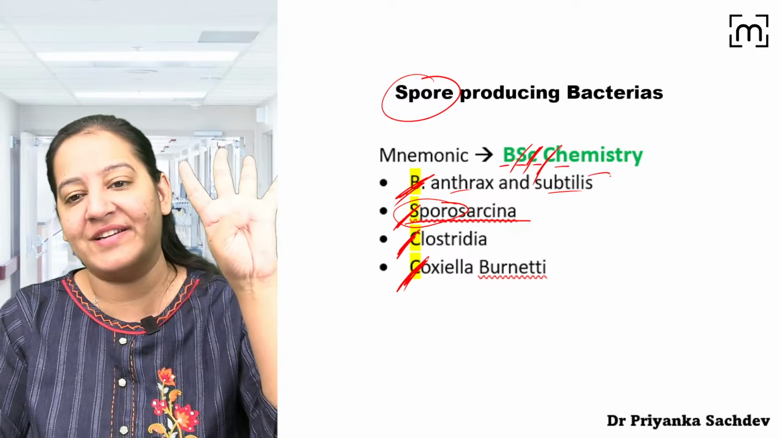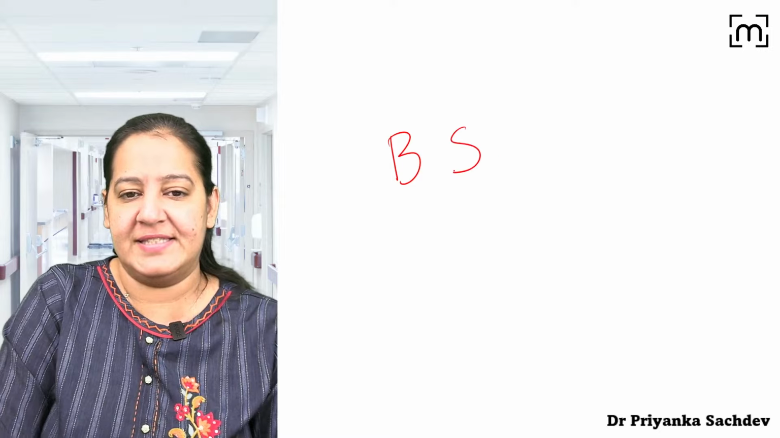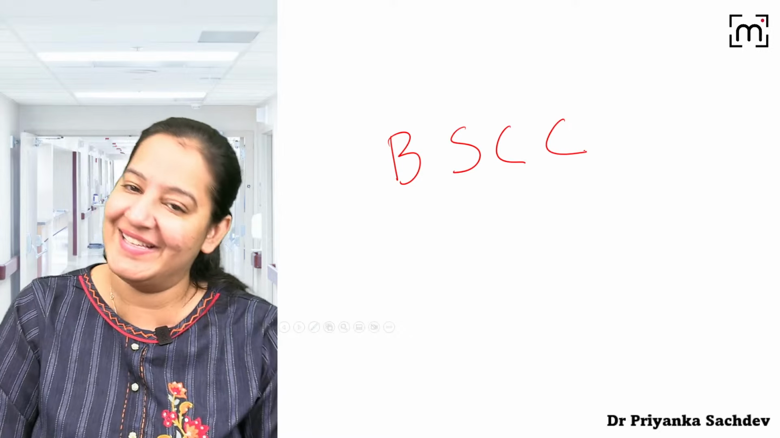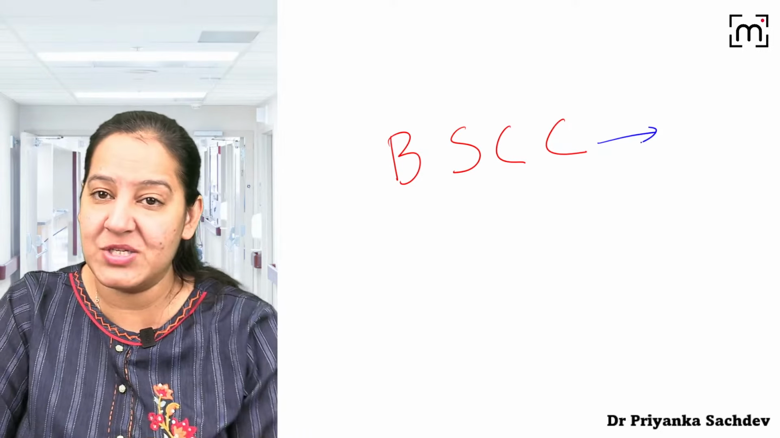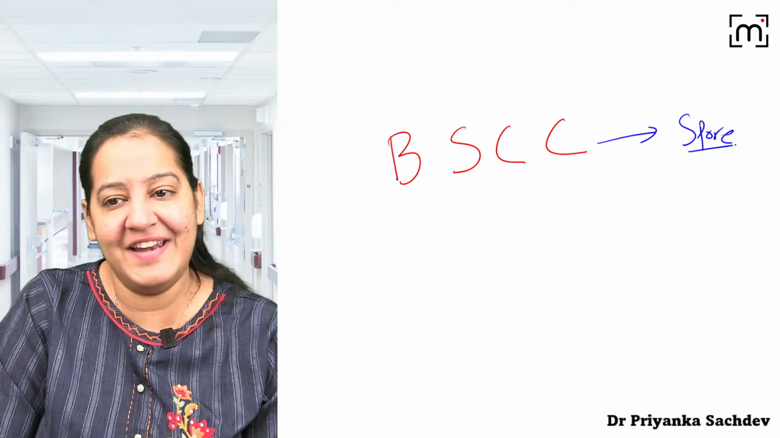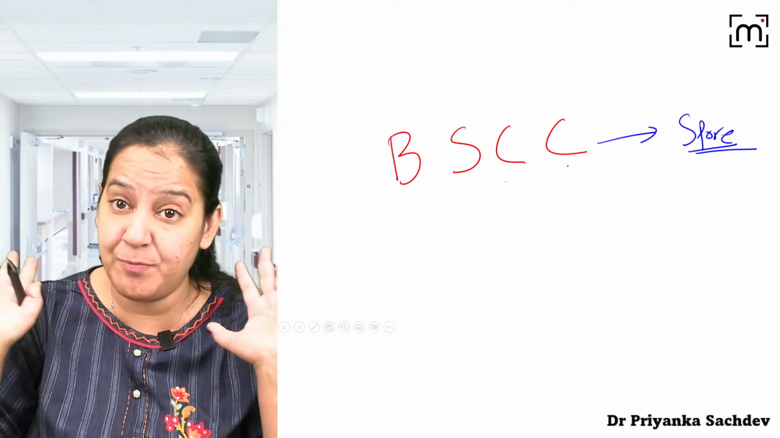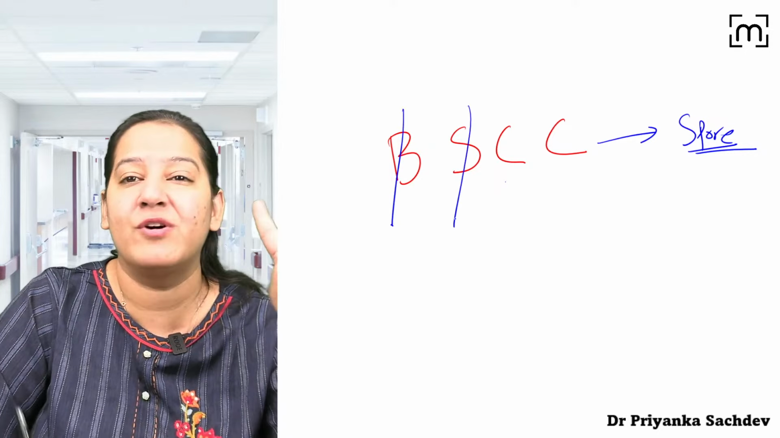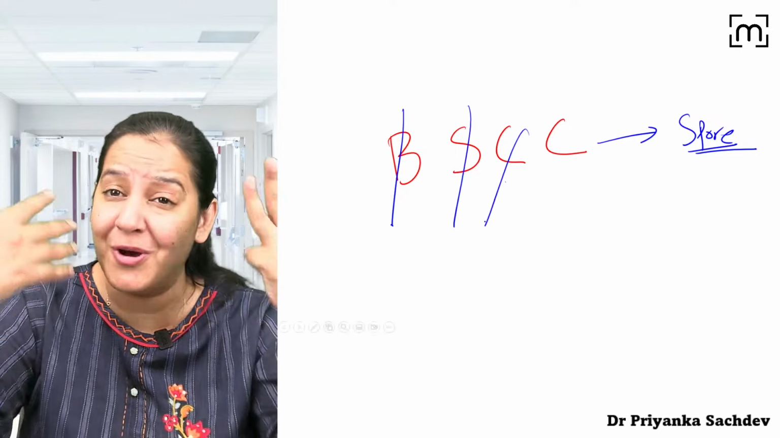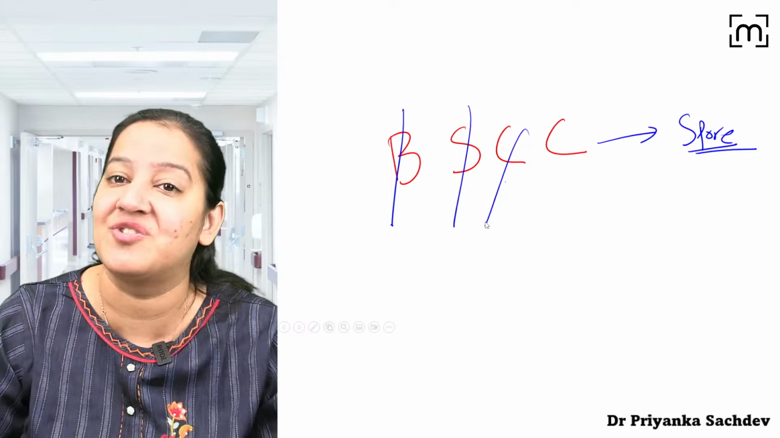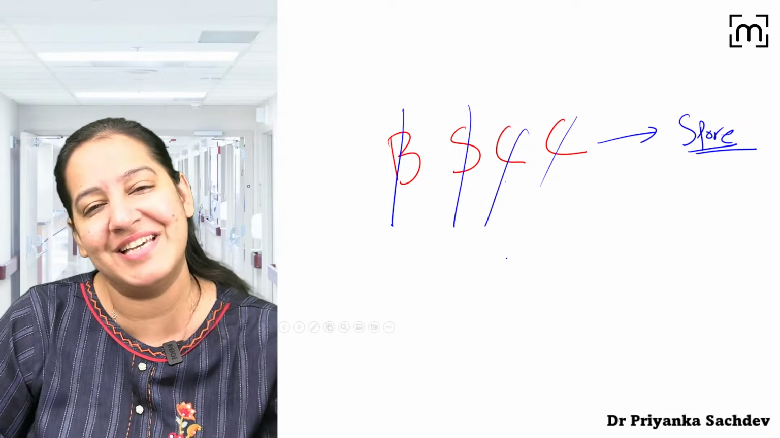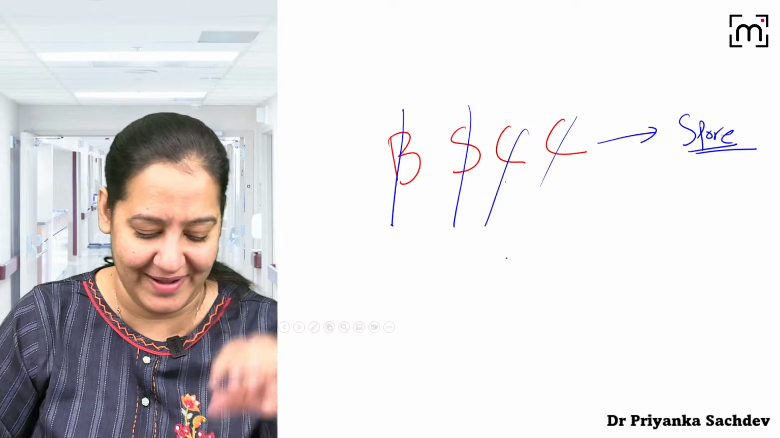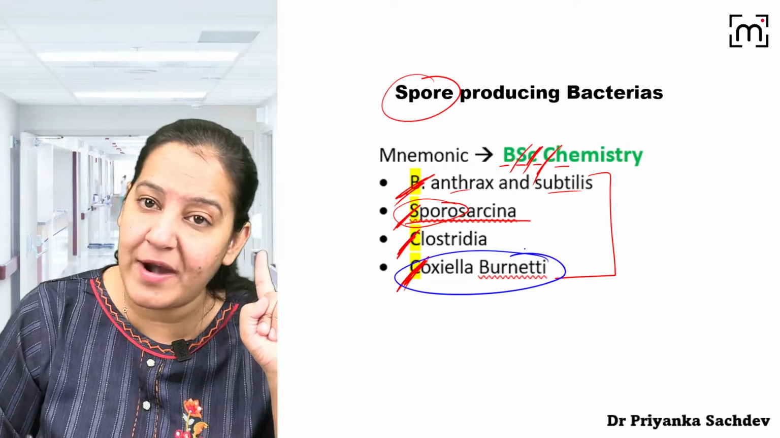So only 4 bacteria in this world form the spores. Can you tell me the mnemonic? BSc chemistry. So BSc chemistry is related to the spore forming bacteria. B stands for Bacillus, all Bacillus. S for Sporosarcina. C for Clostridium, all Clostridium, no exception, all of them, right? And another C is Coxiella burnetii. Coxiella burnetii पे एक और MCQ आता है.